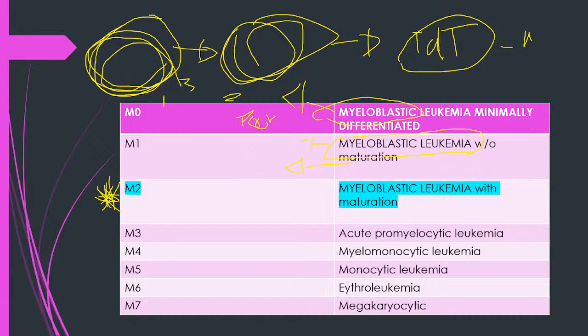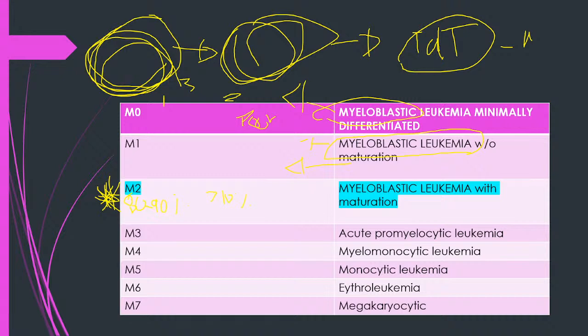Myeloblast with maturation, you can see other cells, but scanty. Around 10% of the cells that you might count would be other mature forms, while roughly 80 to 90% of the cells that you see in the blood smear are still myeloblasts. Hence the term with maturation. Okay? Are you guys still following?